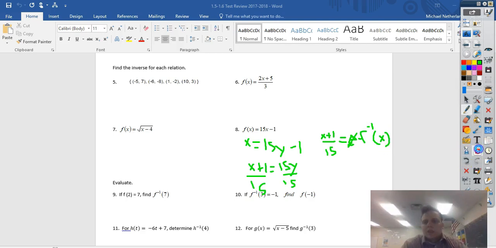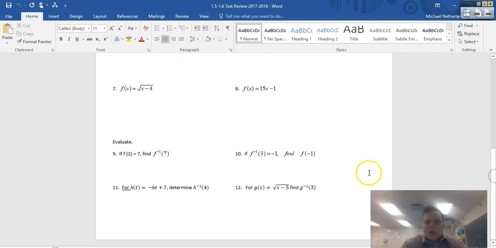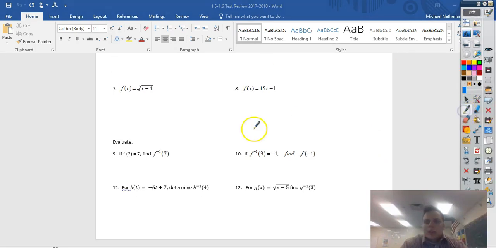Okay. All right, let's scroll down, look at problem number 9. Evaluate. If f of 2 is equal to 7, find the inverse evaluated at 7. Okay, it's important to understand what this is telling you right here. You notice that the input is 2 and I get an output of 7. So that means that really x is 2 and y is 7. Well, if I'm looking at the inverse function and I'm inputting 7, what do I have to know the output has to be? 2. Because it's the inverse, right? So you're just switching them.